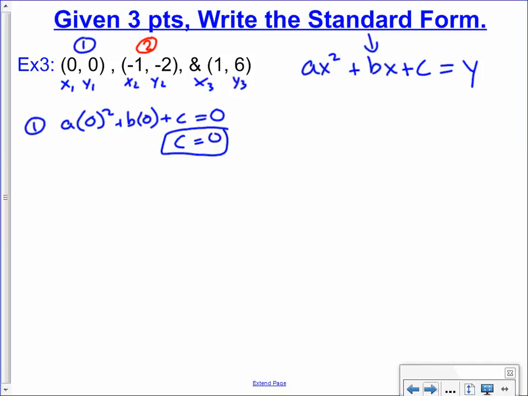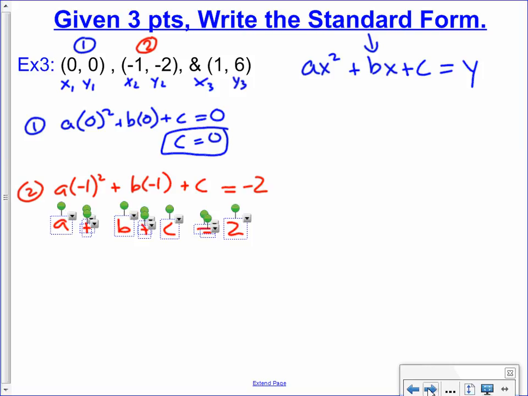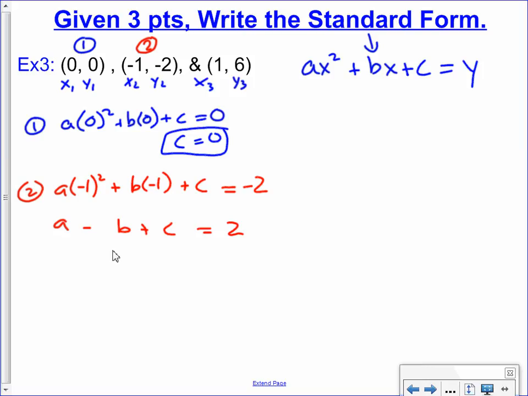So equation number 2. You ready? Equation number 2 goes a times -1 squared plus b times -1 plus c equals -2. All right. -1 squared is 1. So a plus b plus c is -2. But wouldn't it be minus b though? Minus b. Thank you. You guys are so smart. I feel like you got this.